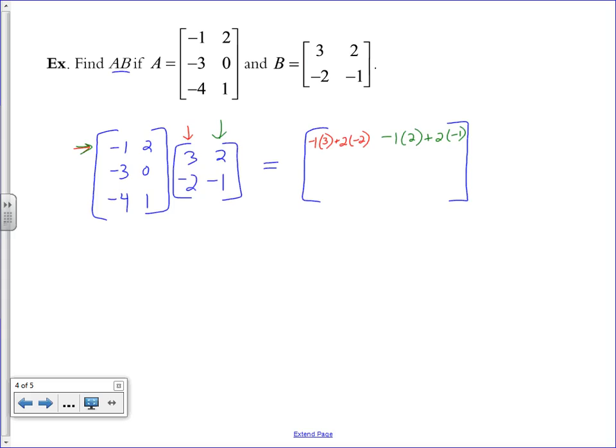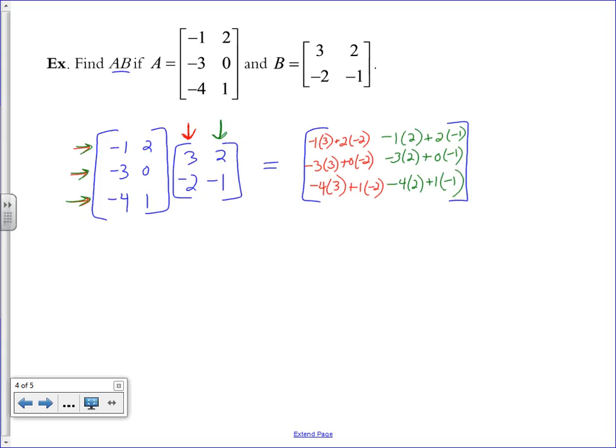Now I'm ready to move down to my next row in my first matrix and my next row in my answer matrix as well. So I'm going to move down to the next row, which is -3 and 0, and repeat. Do it by the first column. I've got -3 times 3 plus 0 times -2. Then run the second row through the second column. -3 times 2 plus 0 times -1. And I'm ready to move on to the third row in my first matrix and in my answer matrix. So my third row by my first column, -4 times 3 plus 1 times -2. And switch to green. I'm going to do the third row by the second column, -4 times 2 plus 1 times -1.